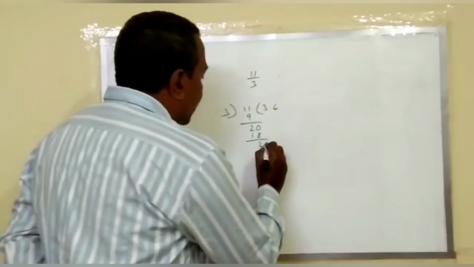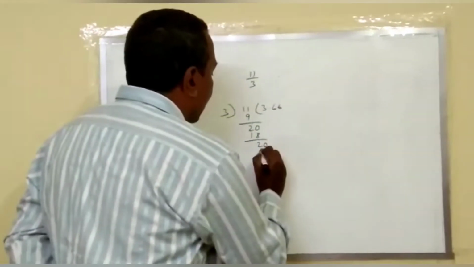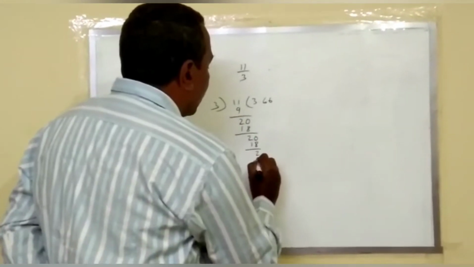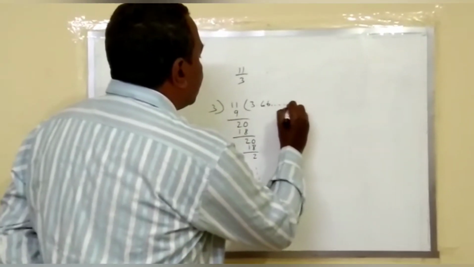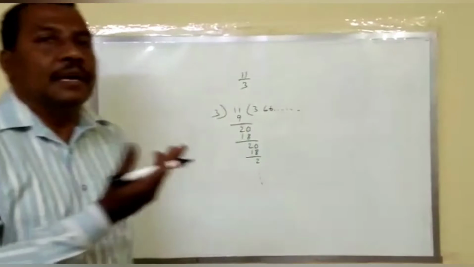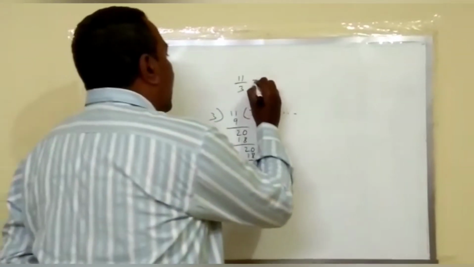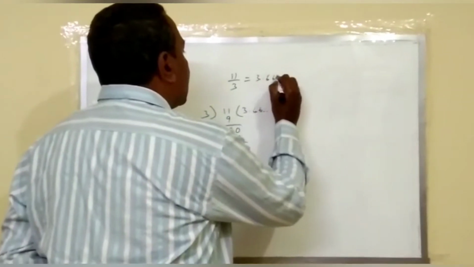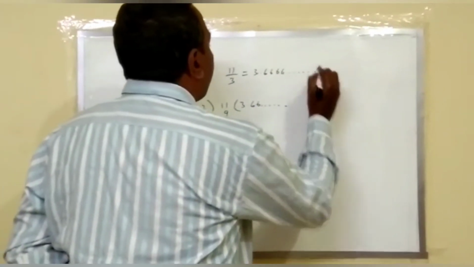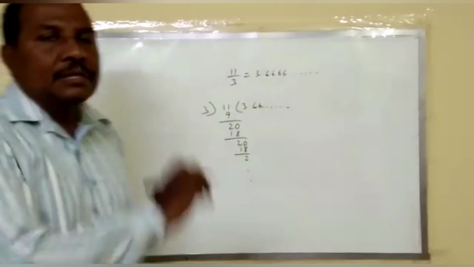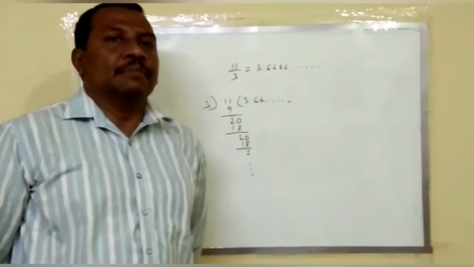Again, keep a 0 here. Again, 3 6s are 18 and the remainder is 2. It goes on like that. There is no chance of getting 0 as the remainder. So this can be written as 3.6666 and so on. So these are called non-terminating repeating decimals.